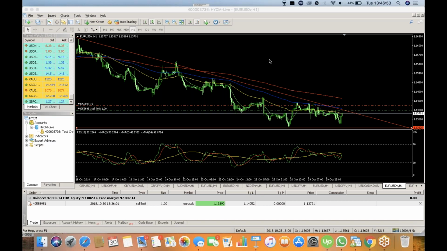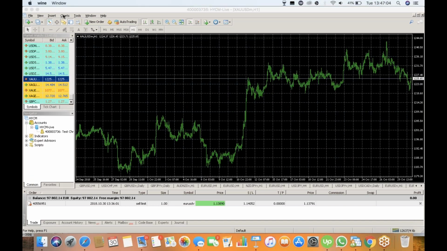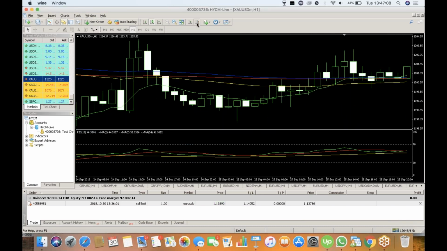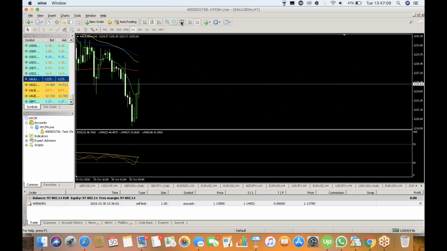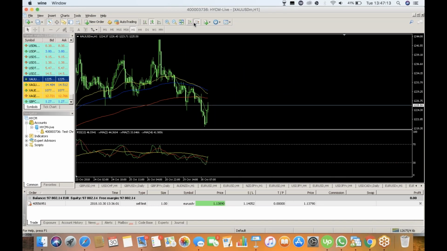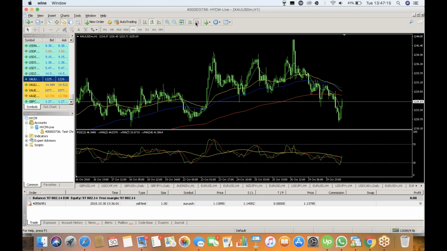Okay, so I'm going to just give you a trade. My last trade that I took. Let me just show you. I'll show you the last trade that I took, and I will show you the process that I use. Now, the last trade that I took was on the gold chart.